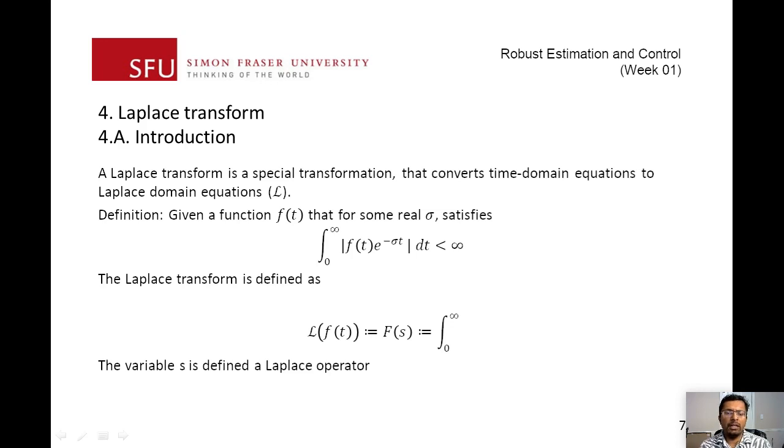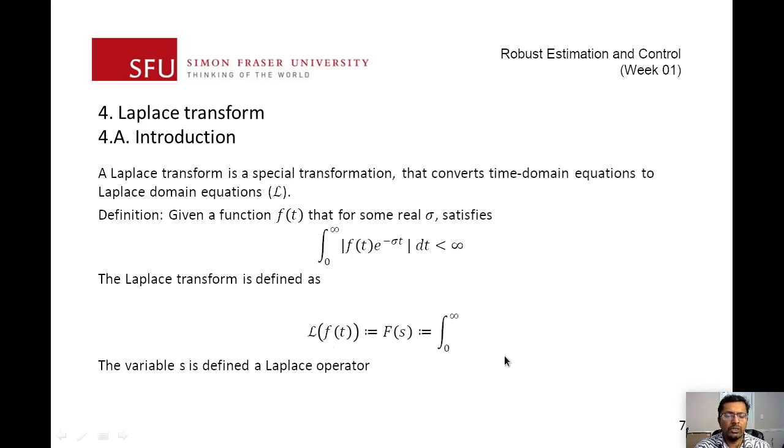So the preliminary is we need to ensure that the signal itself is limited in energy. So we basically say that the integral of the absolute value of f of t e to the minus sigma t should be less than infinity. If a function f of t satisfies this equation, then we can say that the Laplace transformation exists.